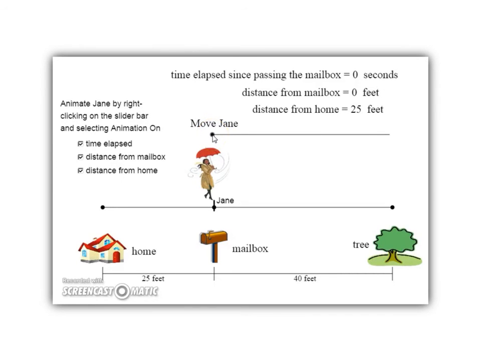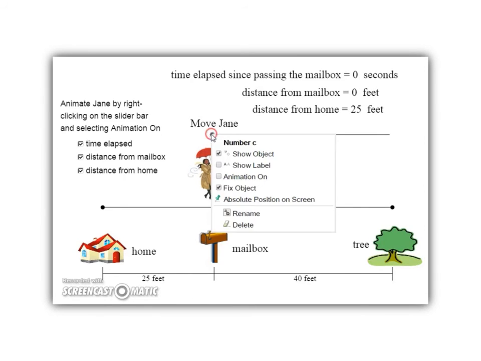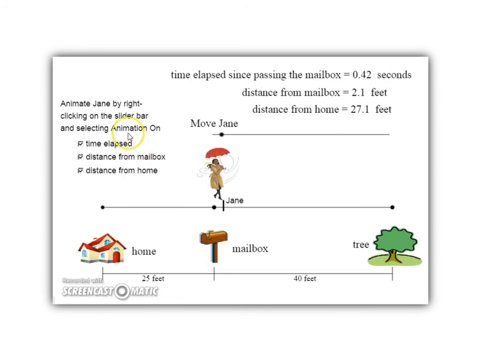Alright, here we have Jane walking. Now she has passed the mailbox and is moving at a non-constant rate. I'll reset Jane, and now I will animate her to walk at a constant rate.